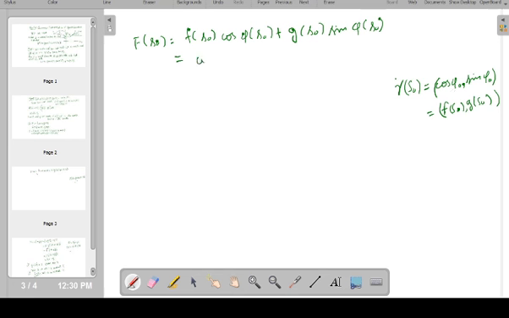So this is cos phi naught into cosine of phi of s naught, which is phi naught, plus g of s naught, which is sin phi naught, into sin phi at s naught, which is phi naught. So this is cos square phi naught plus sin square phi naught, that is equal to 1. Okay, but f is an identically constant function and its value at one point is 1. So f must be identically equal to 1. Thus f is identically equal to 1.